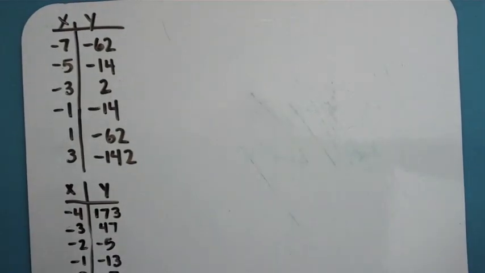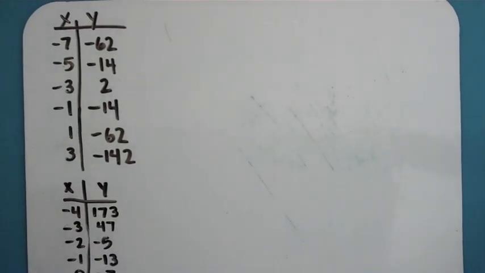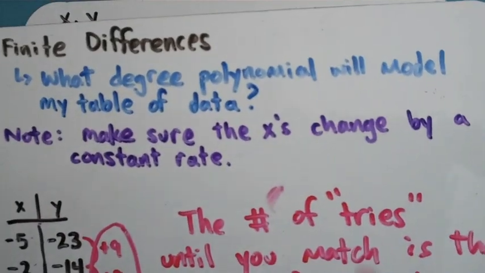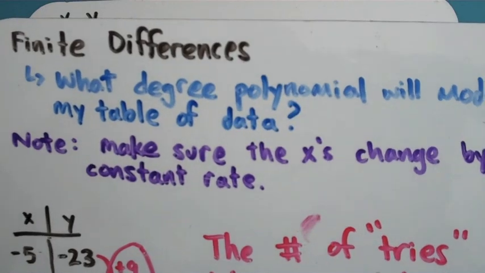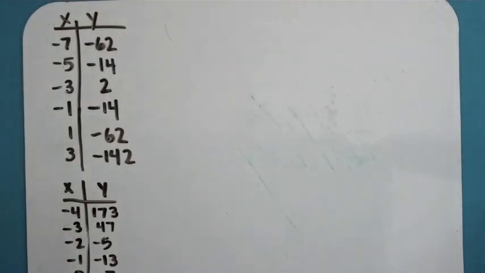So we have our top table right there. And the first thing you always do, when you're doing finite differences, if I say the instructions on this, by the way, it's on the last slide here, but you haven't seen it for a little bit, the question would say something like this blue thing right here: what degree polynomial models this table of data? So we're looking for what degree polynomial this is going to be. And when you see the table, you should think finite differences.